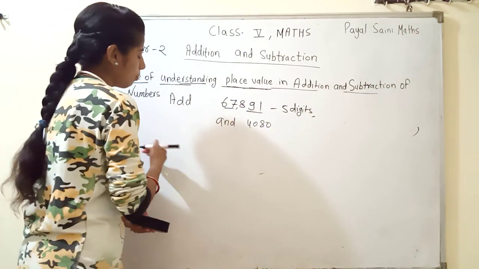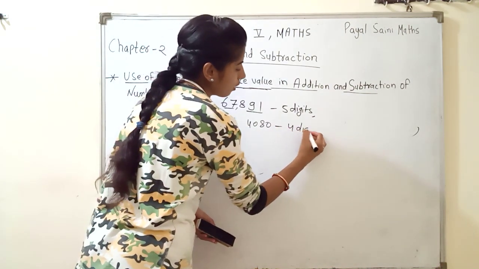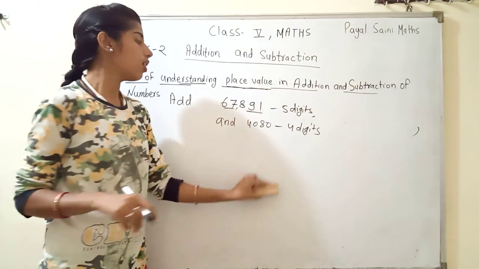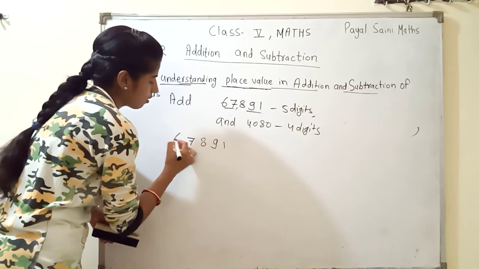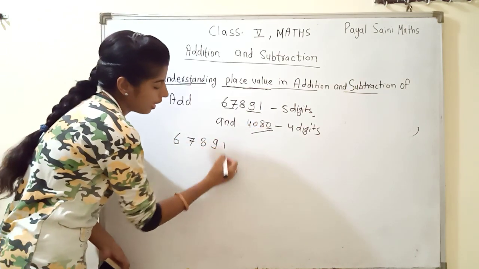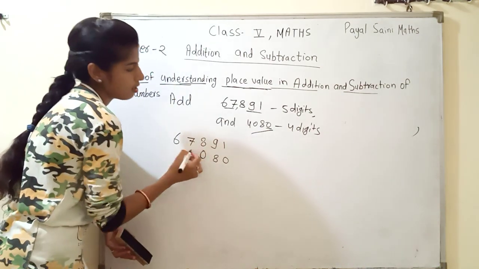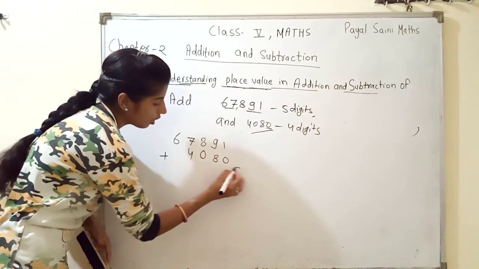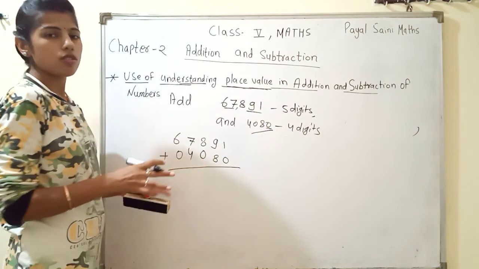Now how do we write? We know that this one has only 4 digits, and the other has 5 digits, so we simply write them. And one more thing: when we add, we start from the ones place: 1, 9, 8, 7, 6. Like that we write. Our next number has 4 digits, so we also start from ones: ones place, then the tens place is 8, the hundreds place is 0, and the thousands place is 4. After that there is no number, so we don't write anything. If you want to write, you can write 0. If there is no number, we write 0, which means no number.